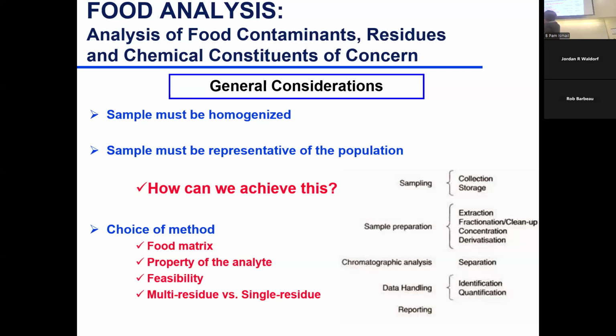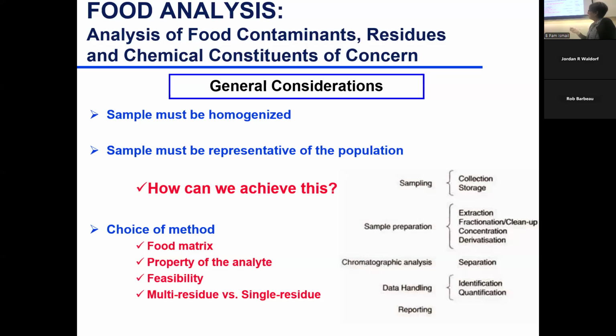and reporting. When you choose your method, you want to really know about your food matrix. Do I have high fat content? What solvent should I be using? What are the characteristics of the residues that I'm looking at? For example, is it going to be a polar pesticide or a non-polar pesticide? So I choose the method based on what I know about the analyte, the food matrix, the potential concentration that I have, and whether or not I have the capability to do it in terms of feasibility.